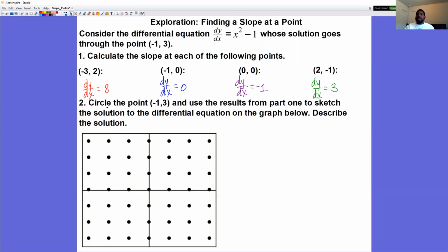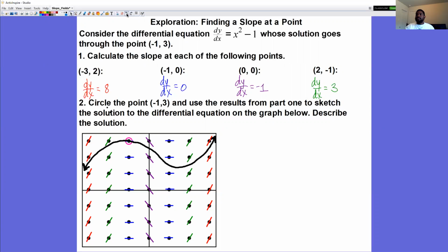It says circle the point -1, 3 and use the results from part 1 to sketch the solution to the differential equation on the graph below. And then we're supposed to describe the solution. So here's the slope field based off the slopes here. You may see a combination of some purple here. Purple denotes negative slopes, here when x is 0 and so on. So now we're going to draw a solution curve here. And there's the solution curve.